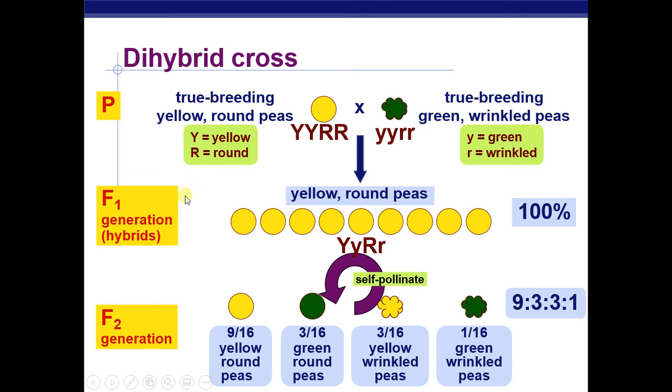And then he self-crosses this F1 generation and he gets an F2 generation that has 9/16 yellow round peas, 3/16 green round peas, 3/16 yellow wrinkled peas, and 1/16 green wrinkled peas. And so now we're getting again a very specific ratio, 9:3:3:1. So this information again can tell us a little bit about how two traits are inherited at the same time in what we call a dihybrid cross.